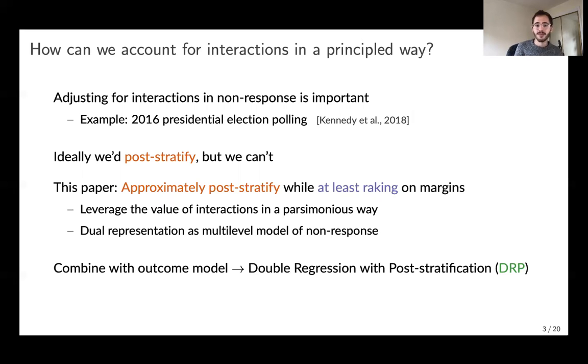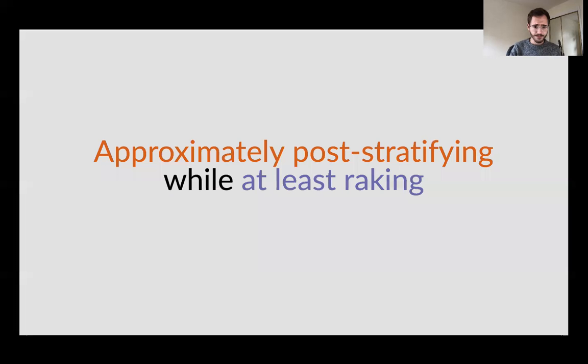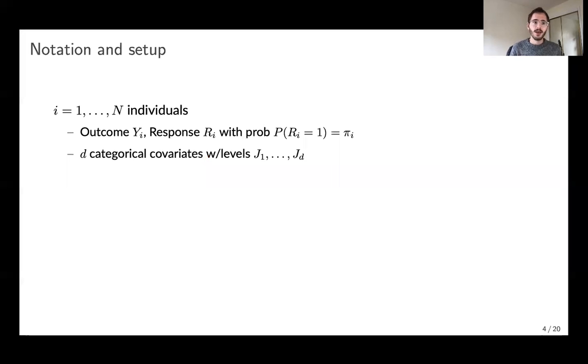Now, because we're only going to be approximately post-stratifying, our second contribution is to build on the doubly robust and bias correction literature to combine this weighting estimator with an outcome model to get what we call double regression with post-stratification, or Dr. P. So let's start by talking about how we're going to construct these weights that approximately post-stratify while at least raking. And to do that, I'm going to talk a little about notation.